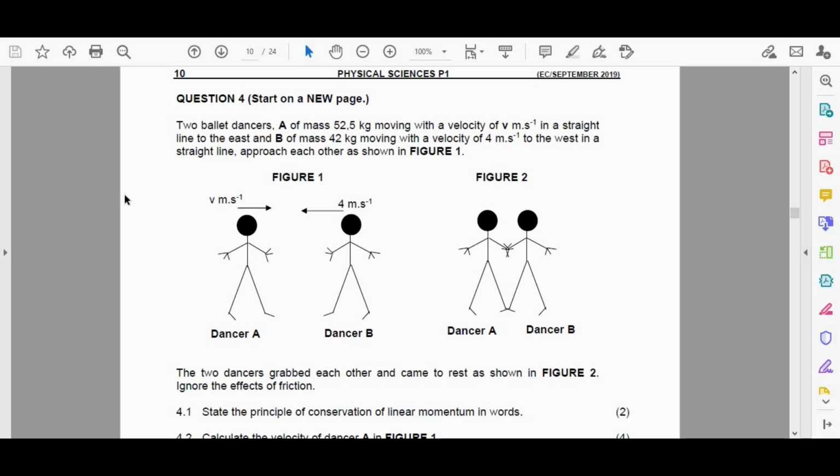Right, grade 12, here we are again with the Eastern Cape September 2019 exam. For grade 12, it's a mock exam, and we're doing question 4, which is our momentum and impulse section question.